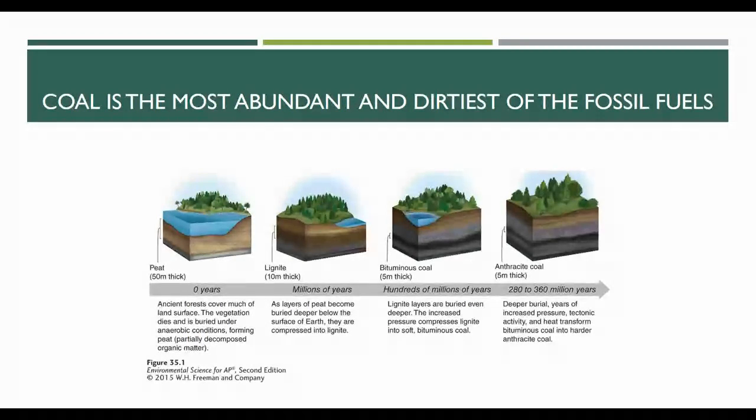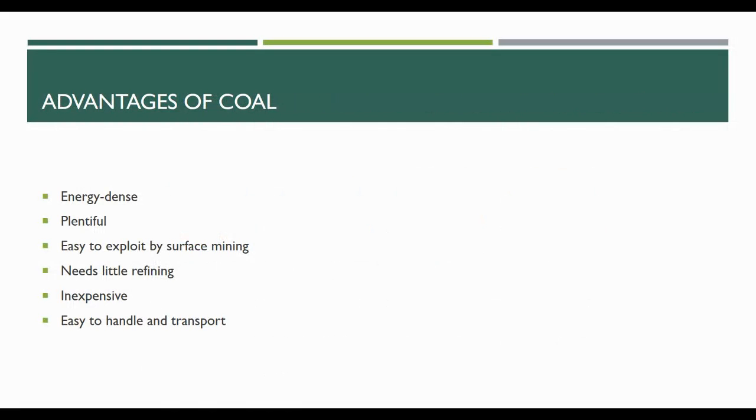This diagram shows the progression of coal from peat all the way through. And as you can see, it takes literally hundreds of millions of years for that to happen. There are some advantages to coal. One, it's energy dense. It is plentiful.